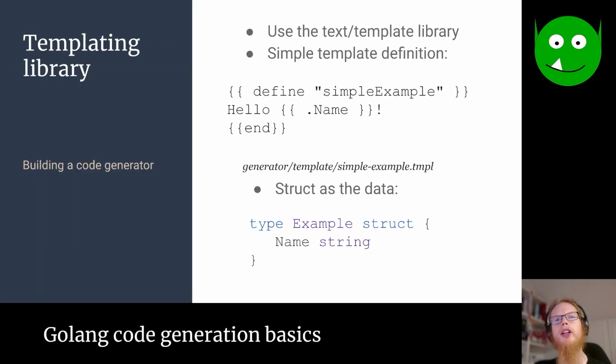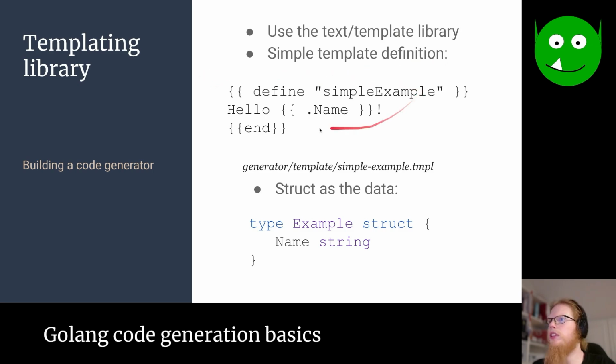So how do we actually build the code generator? First of all, let's start with creating a template. This is where you will store the code that you will actually output. And to generate the code, you can use the text/template library in Go. Here is a simple template definition.